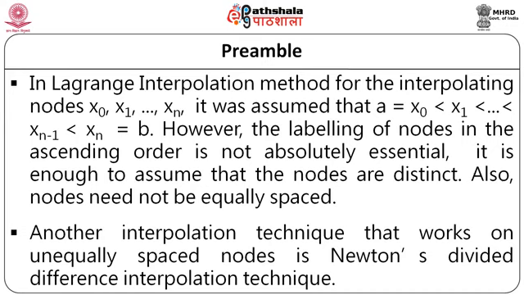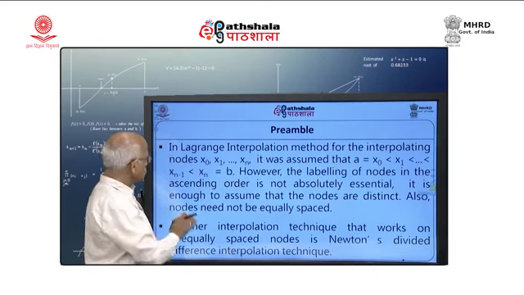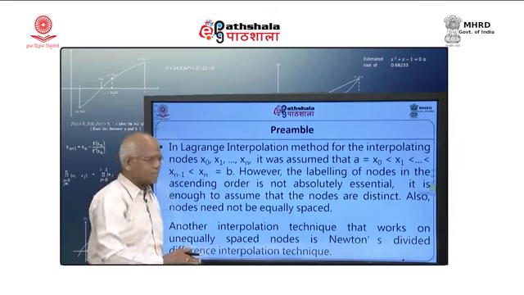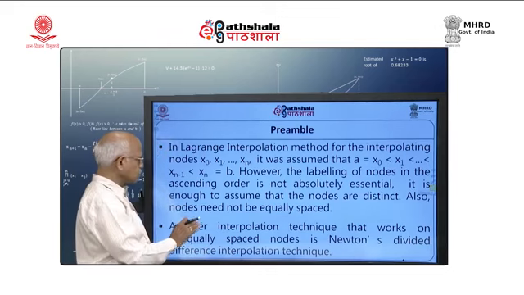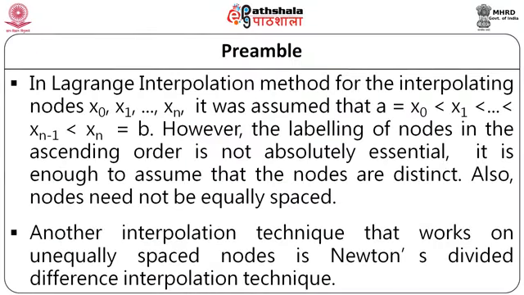In the preamble, let me remind you that in the last module, we studied Lagrange's interpolation method, and in that method the interpolating nodes we selected were x 0, x 1, x 2, up to x n, and it was assumed that a is less than or equal to x 0 is less than x 1 and so on and so forth. So, we are assuming that nodes are in increasing order. However, the labeling of nodes in ascending order is not absolutely essential, and it is enough to assume that the nodes are distinct from each other. Also, nodes need not be equally spaced. The distance between x 0 and x 1 and x 1 and x 2 need not be the same, and they need not be in increasing order. The only requirement is that they should be distinct.